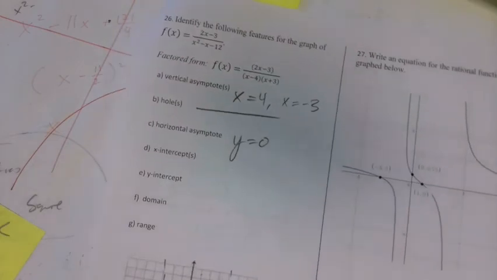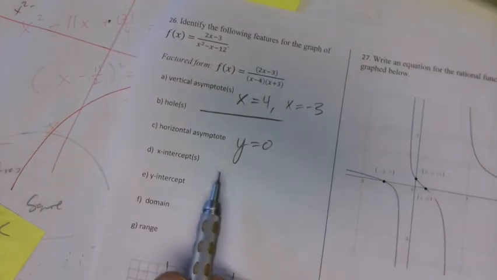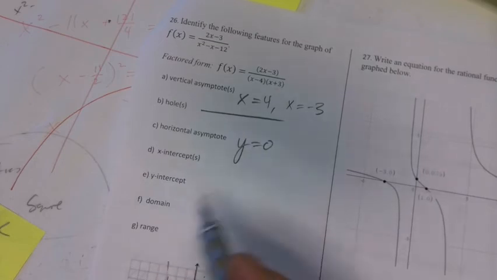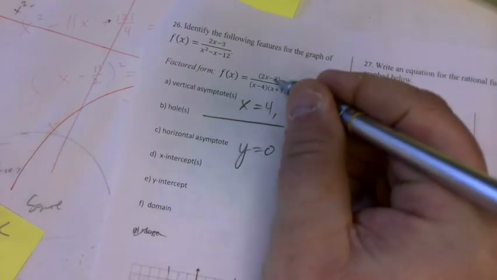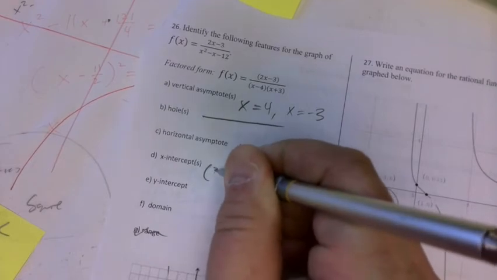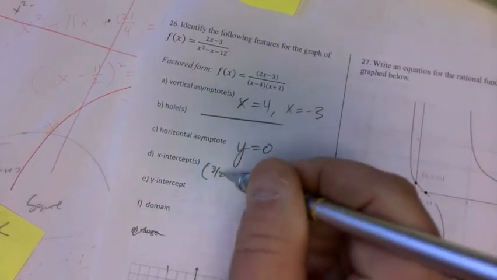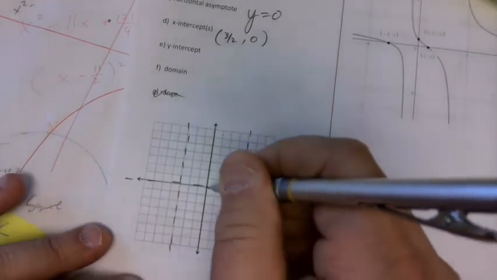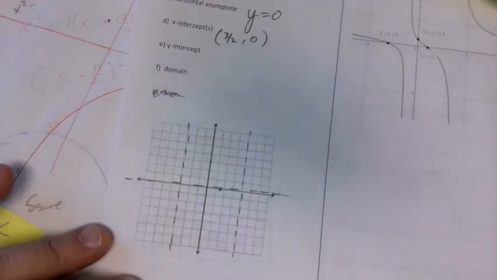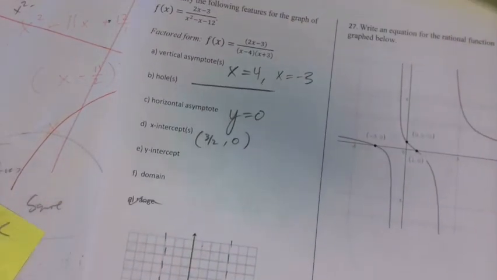X-intercepts. Oh, x-intercepts. I look at the numerator, and I find the zeros of the numerator, which is just going to be 3/2, because positive 3 divided by 2. So 3/2 is the zero. On the graph, that's 1.5. That's right there. Okay.